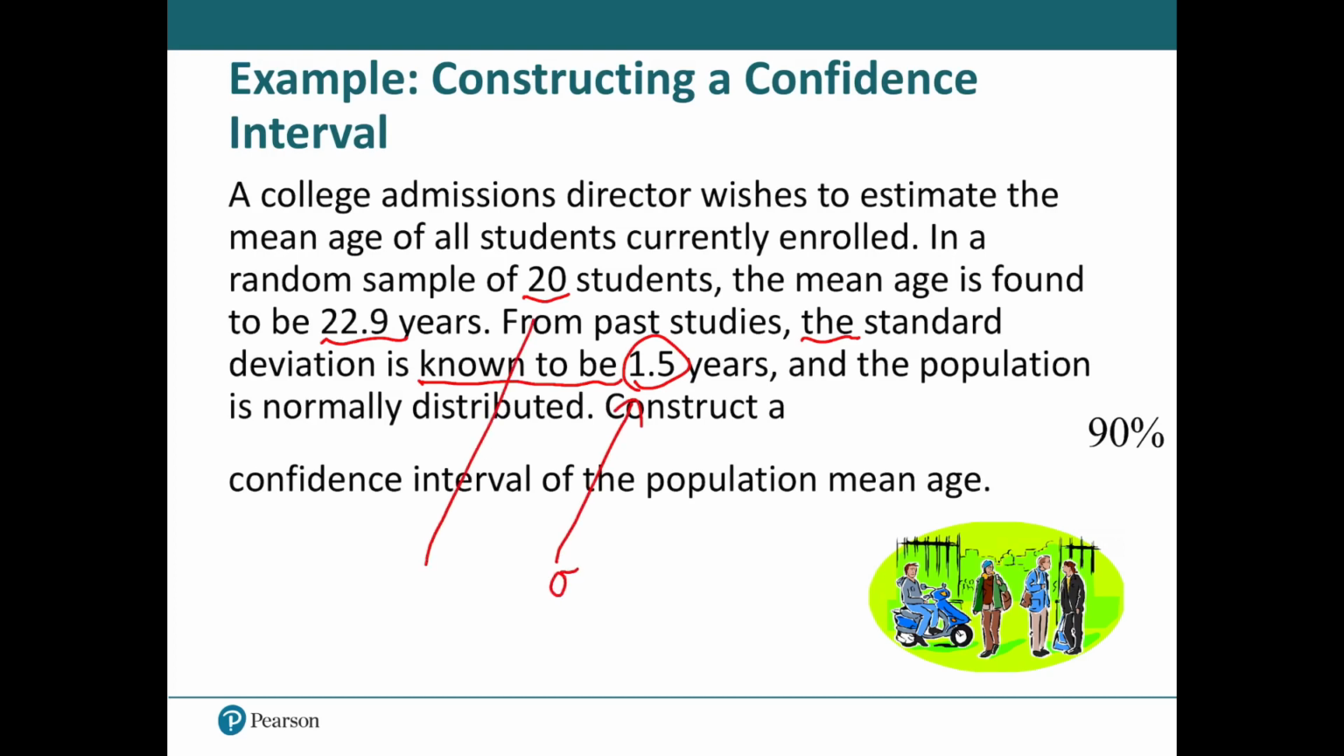Is that S? No, it's not. That's sigma. So let's put in some of these key notations. That's sigma, that's N, and of course that's your X bar. Now, we did notice that they said normally distributed, so 20 is okay.